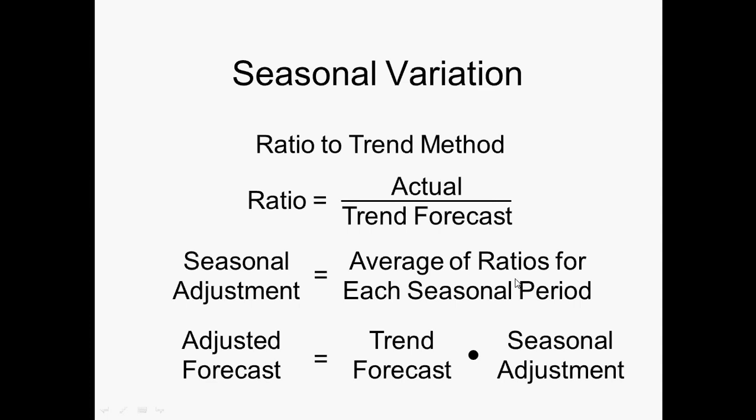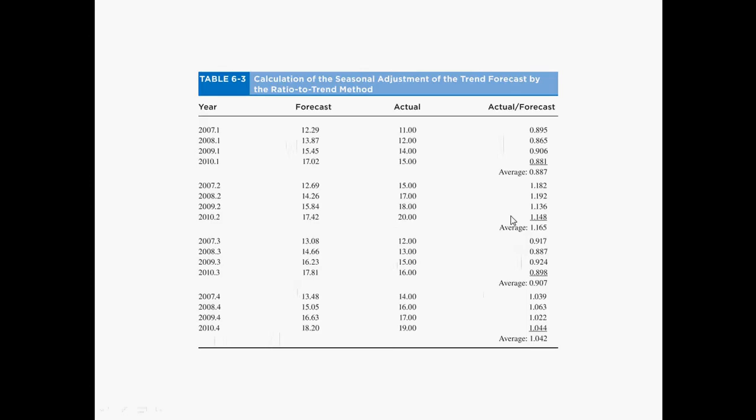And so then for each seasonal period, you calculate the average of these ratios. Then you calculate your adjusted forecast by multiplying the trend forecast by the seasonal adjustment. That's probably not going to be very clear just hearing it in words or even seeing it on the screen, but we'll go through it and it might make it somewhat clear.